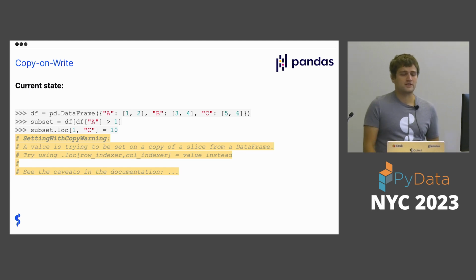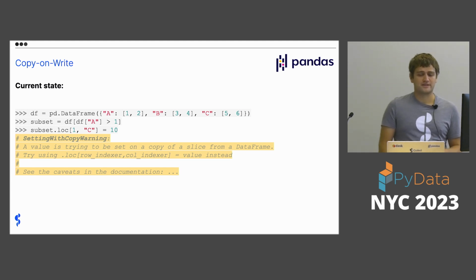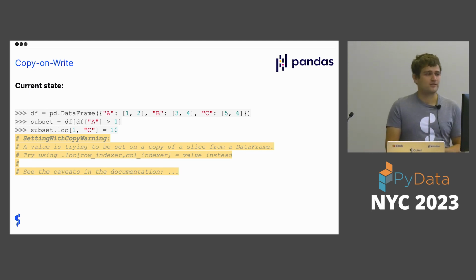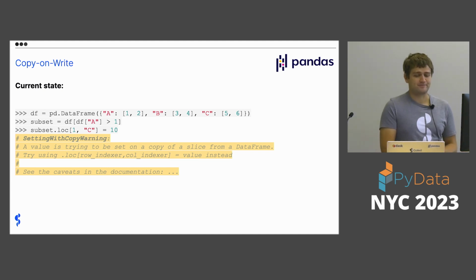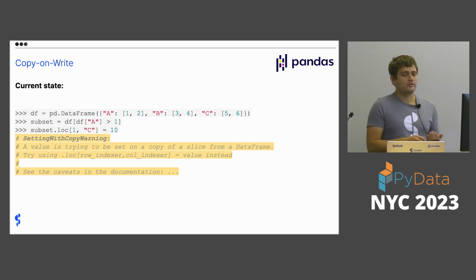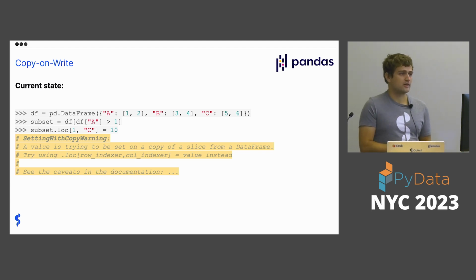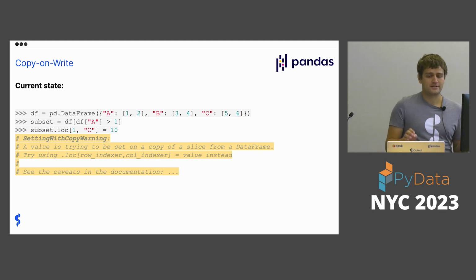The setting with copy warning is like an old friend for most pandas users, I guess. Or a foe, I don't know. I ran into this in my first week using pandas. And I really didn't understand what was going on until I started maintaining the indexing engine in pandas. So yeah, I'm sorry for everyone who had to suffer through that. Copy on write will change pandas in a way that the setting with copy warning will go away. It won't be necessary anymore. So all the blog posts that are out there trying to explain to you what the setting with copy warning is can be deleted after this.